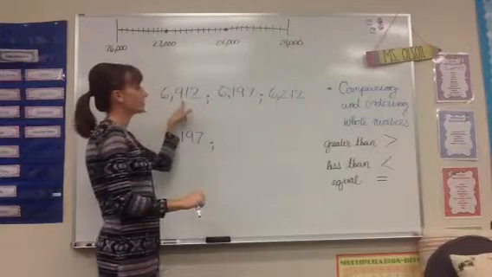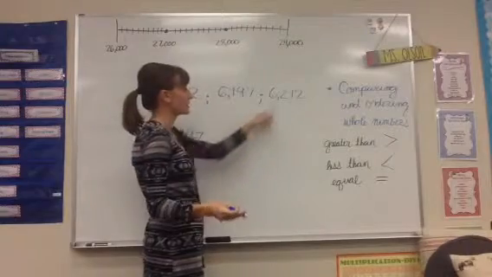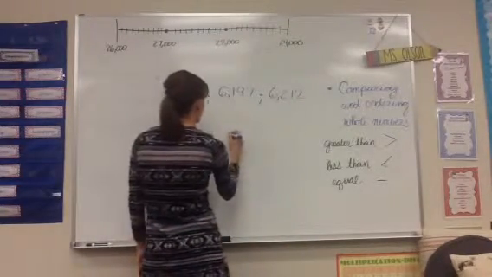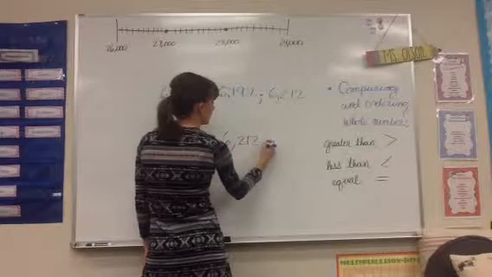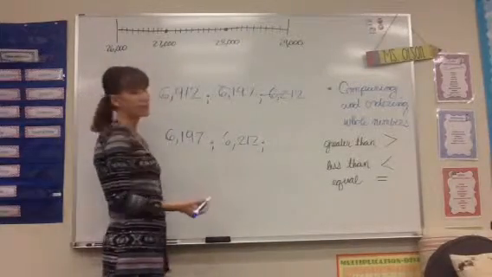We said that the hundreds place is a 9 over here and a 2 over here. So you know that 6,212 is next in line. 6,212. We're done with him. We only have one left. 6,912.